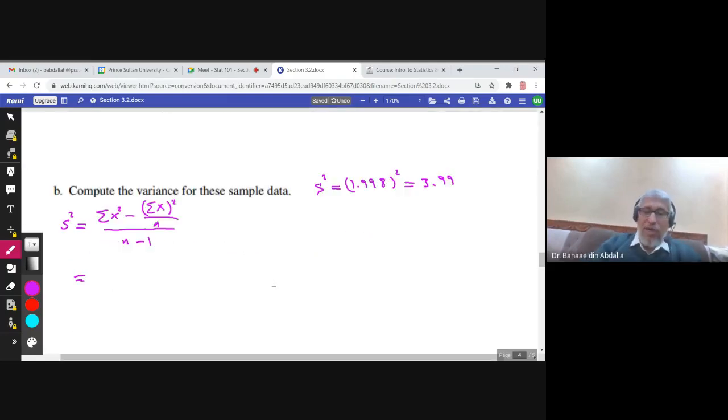So how can I find S square? The calculator gives you S of X, the sample standard deviation. So press number 4, say equal. The sample standard deviation is 1.998. If you raise it to the power 2, you will get the sample variance, which is 3.99.